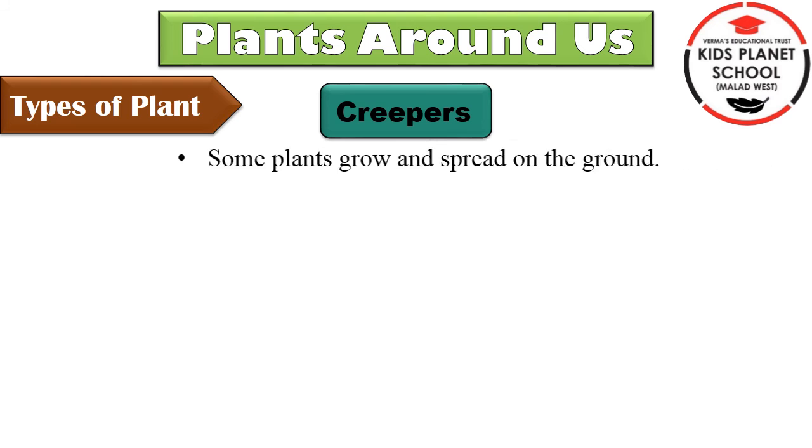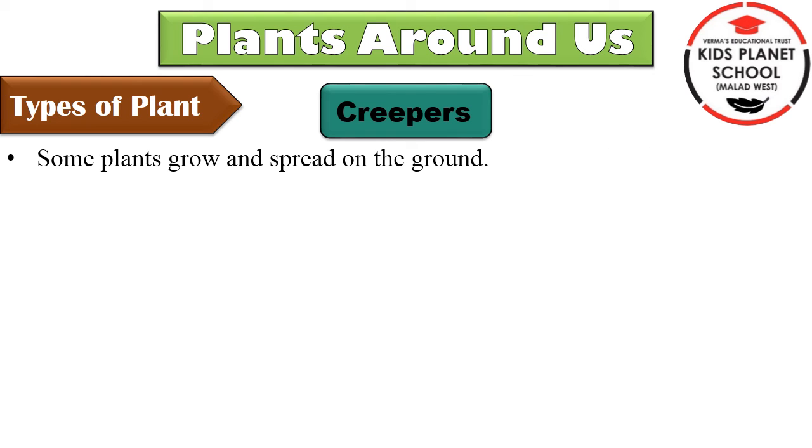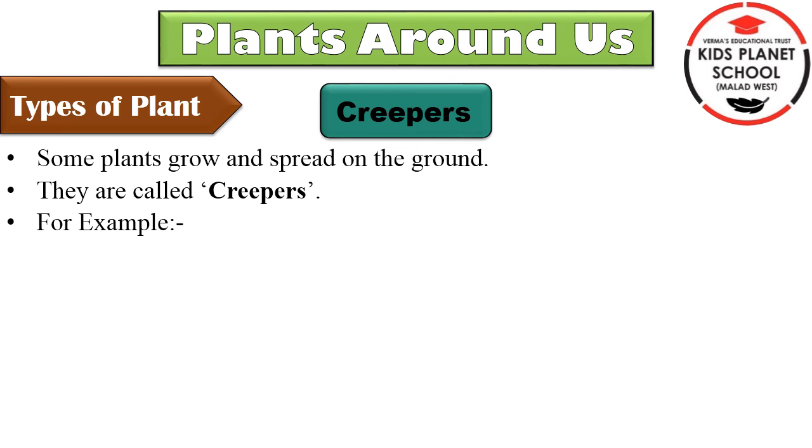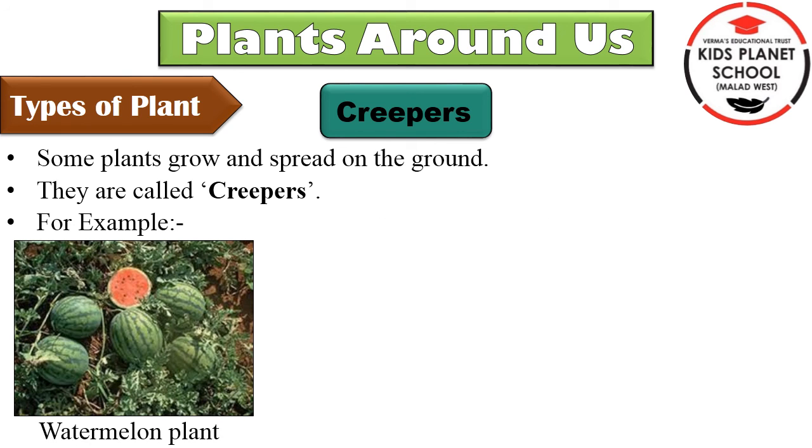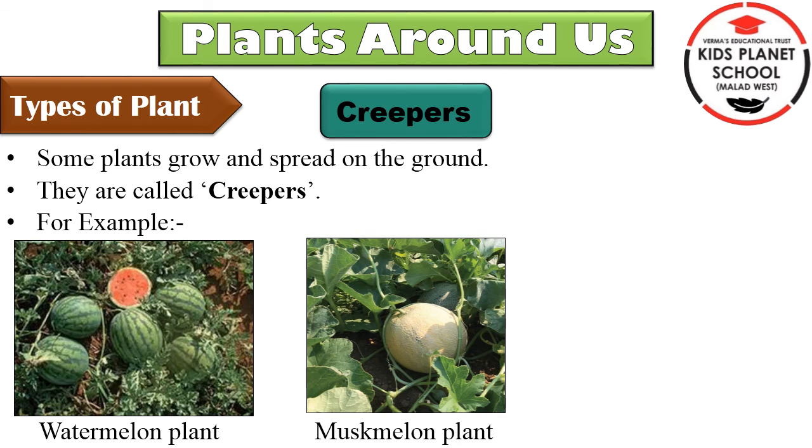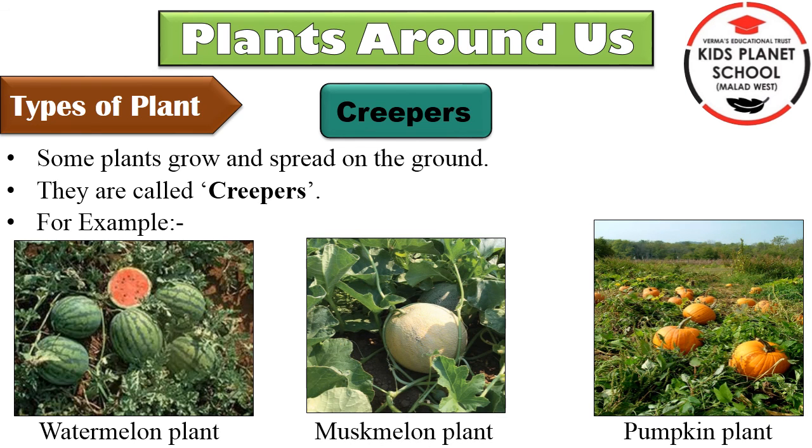Creepers. Some plants grow and spread on the ground. They are called creepers. Children, there are some plants which do not grow straight but spread on the ground. For example, watermelon plant, muskmelon plant and pumpkin plant. Children, as you can see in the pictures, these plants grow by spreading on the ground.